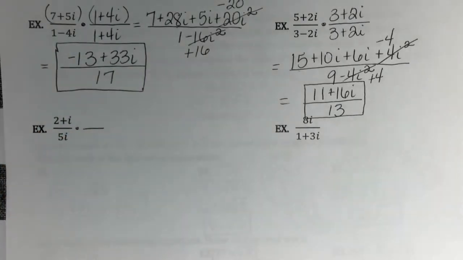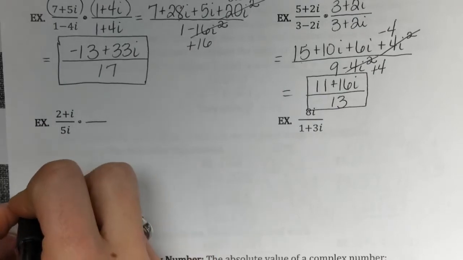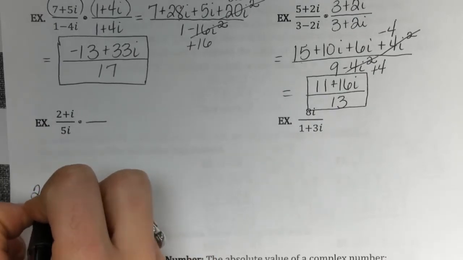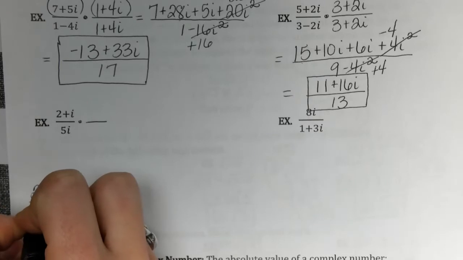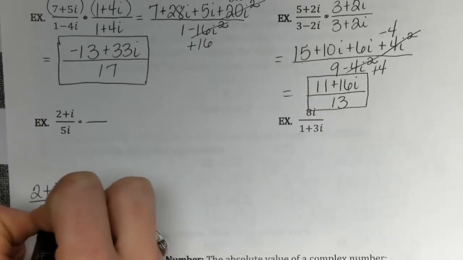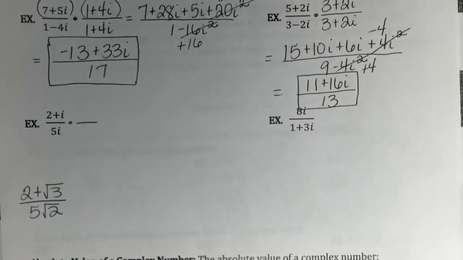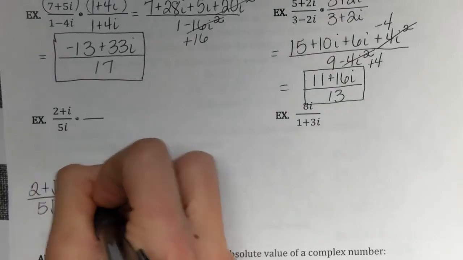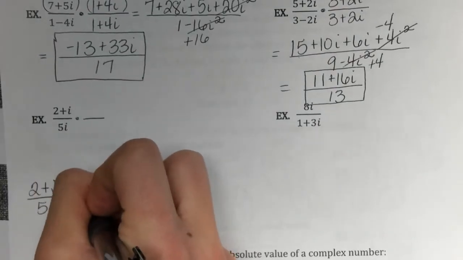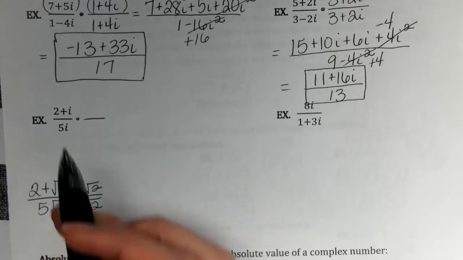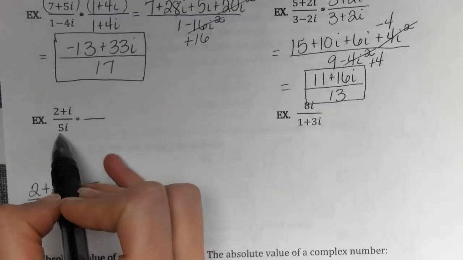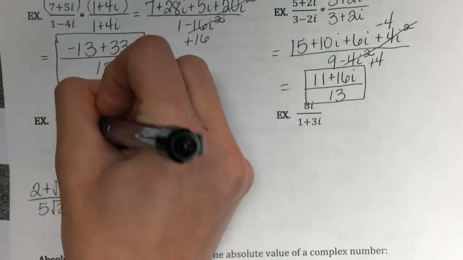Alright, if I had 2 plus square root of 3 over 5 square root of 2, what would you do? I would just multiply by the square root of 2 because I don't care about that 5. I'm going to multiply it. So if you have 5i, I only need to multiply by the i.